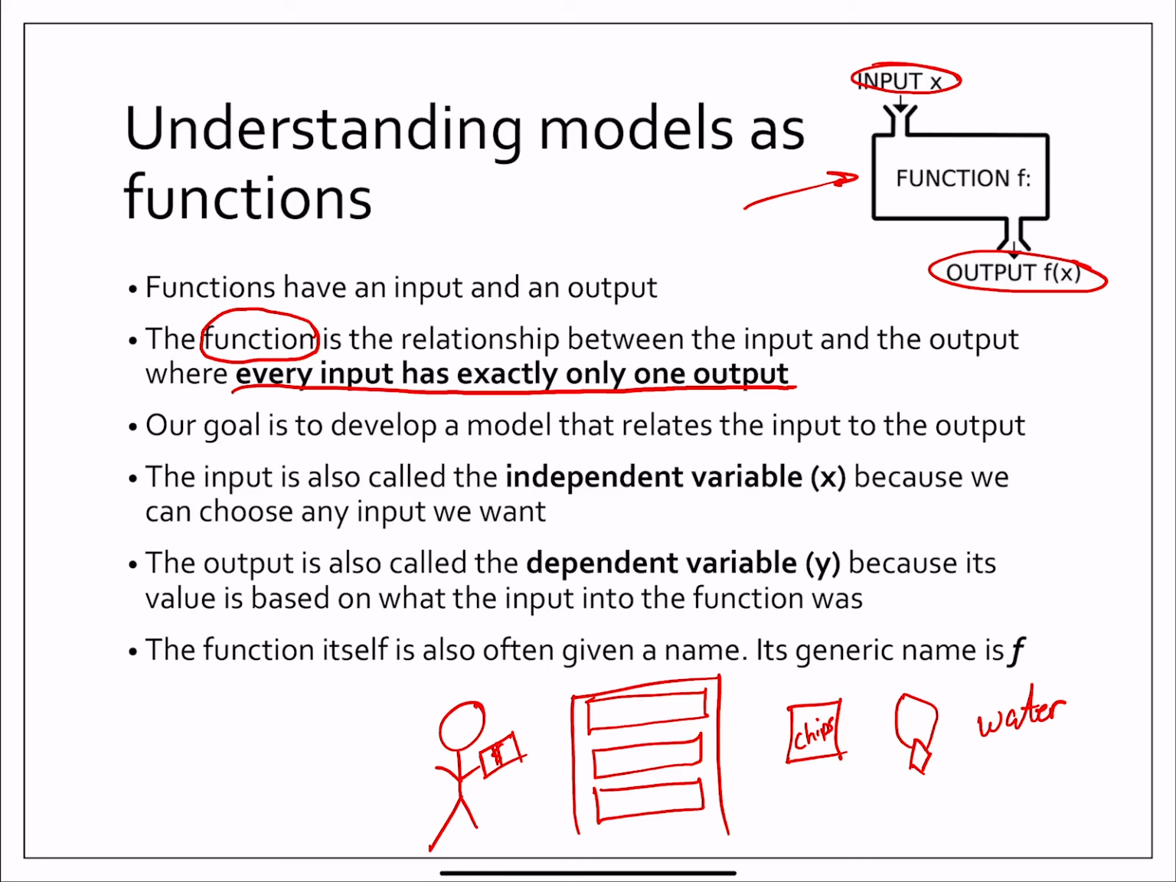Now, it's very important. This says that every input has exactly one output. That does not mean that we can't have an output with more than one input. So an input has to go to exactly one output, but our outputs could have multiple different inputs, right?